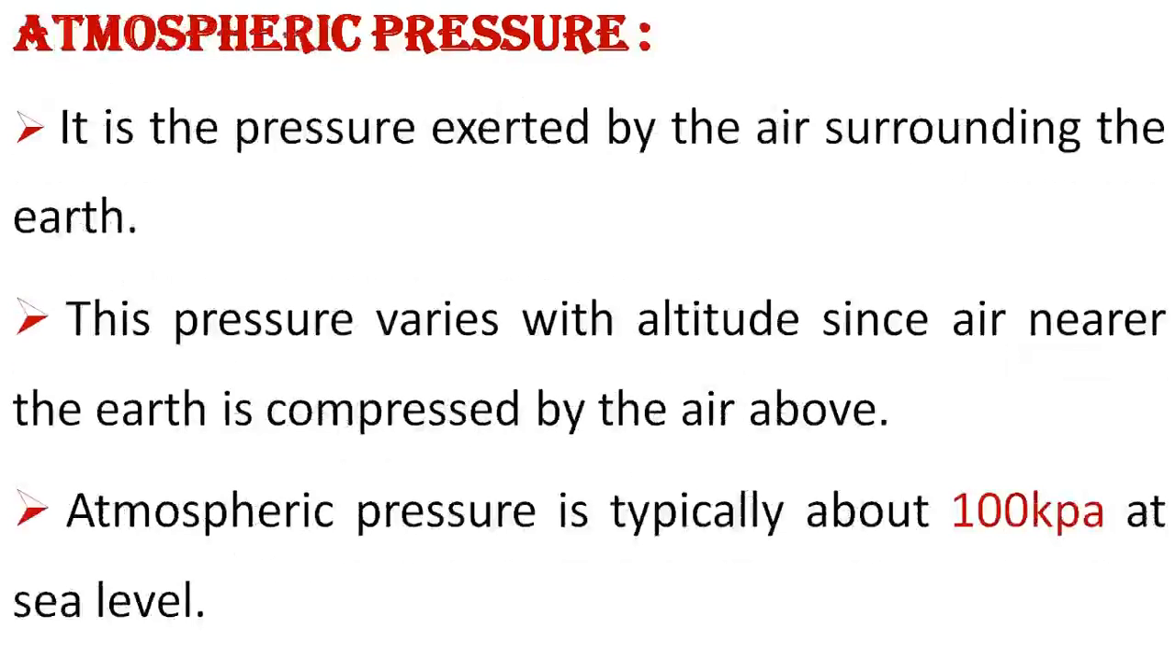Now next pressure scale is the atmospheric pressure. It is the pressure exerted by the air surrounding the earth. This pressure varies with altitude, since air nearer the earth is compressed by the air above. Atmospheric pressure is typically about 100 kilopascal at sea level. So that is the atmospheric pressure scale.